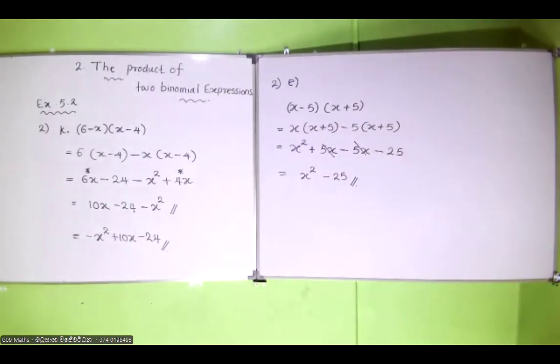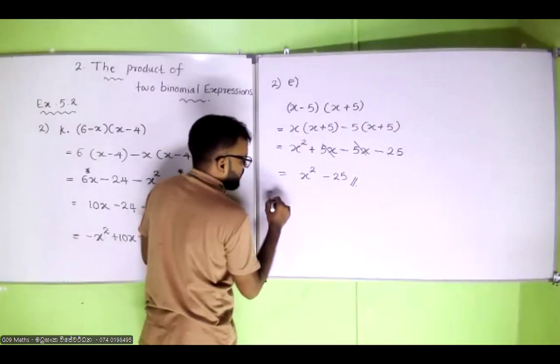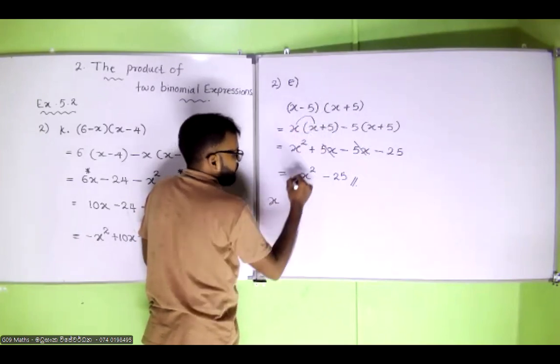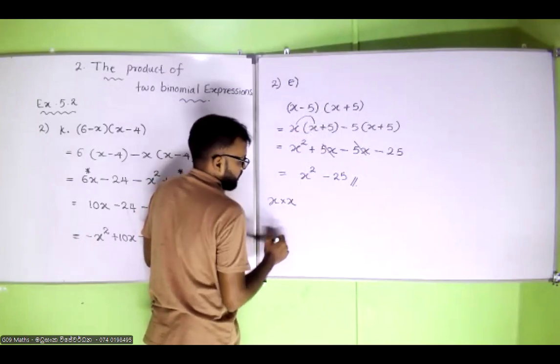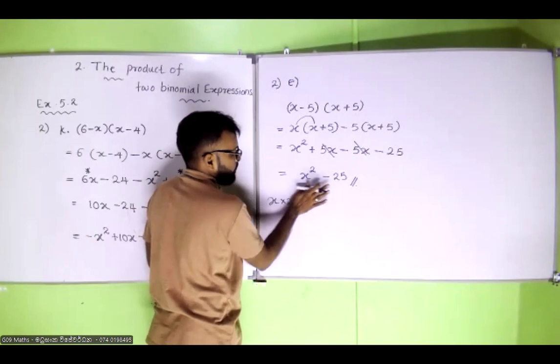If you have any questions, you can ask me. How does it become x squared? x into x. x into x means x to the power 2. That is the only way that you can write x to the power 2. Clear?